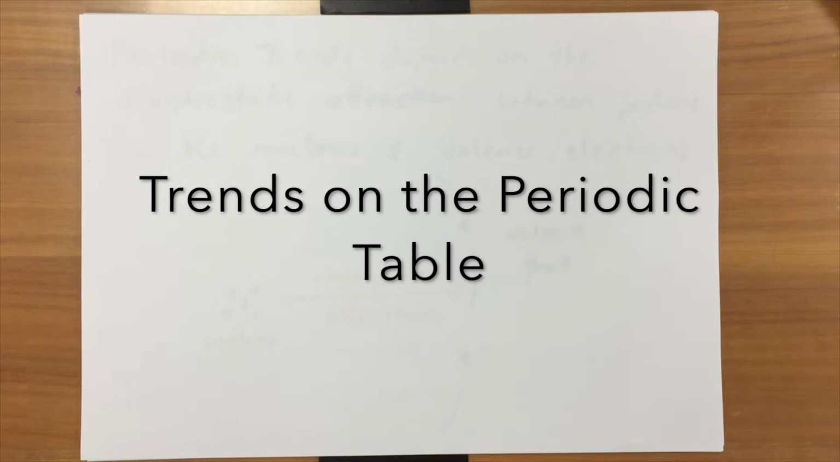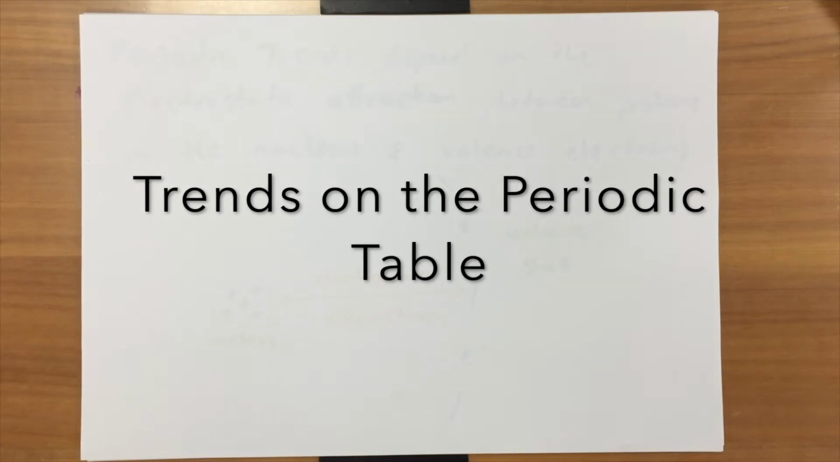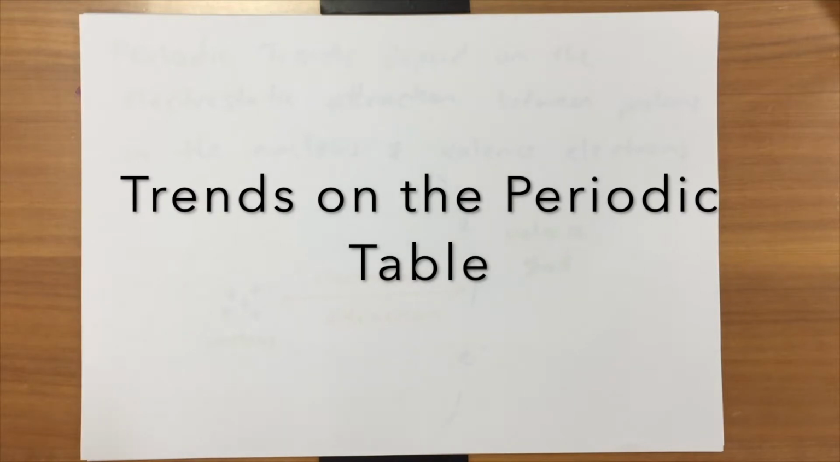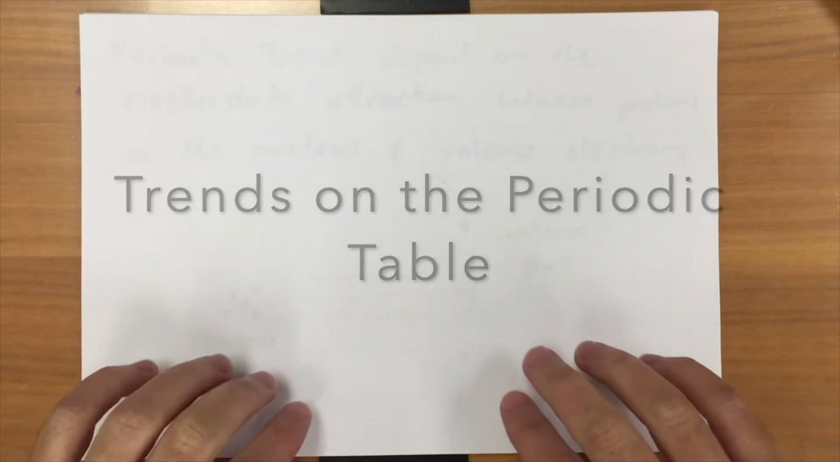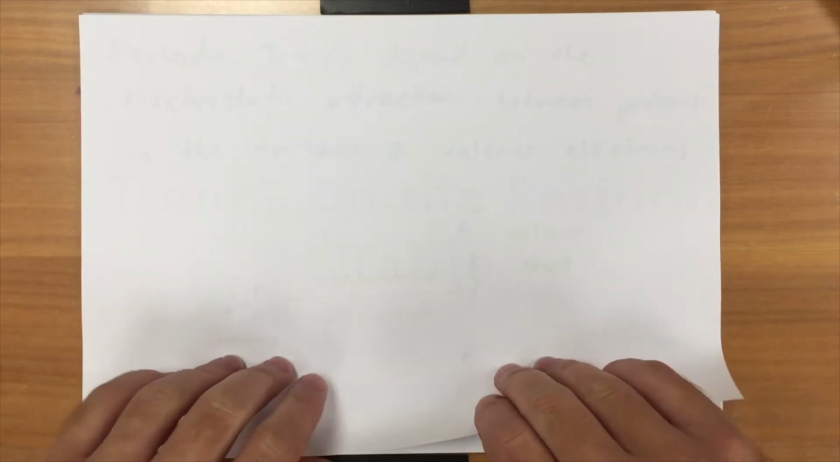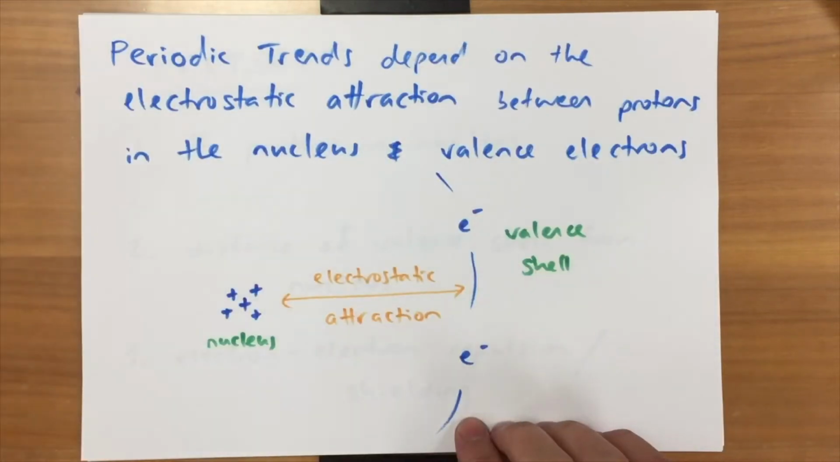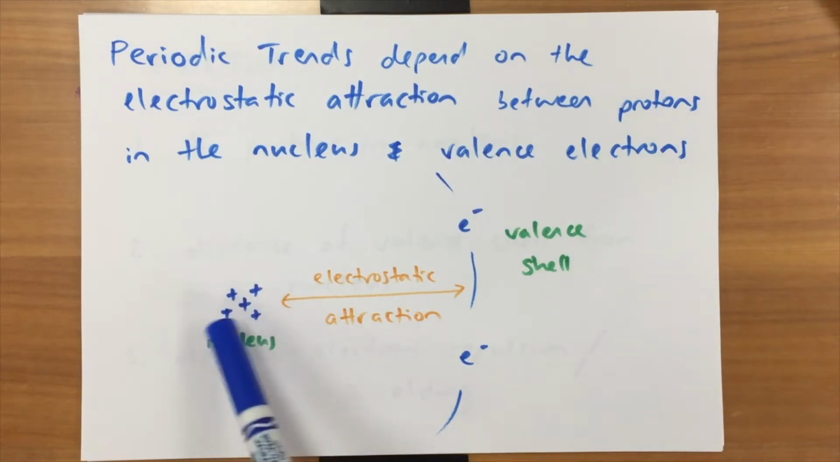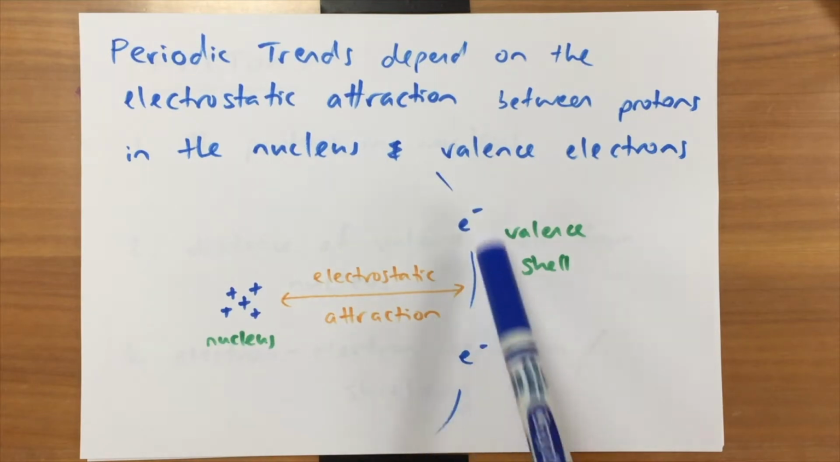In this video we're going to look at the periodic table and we're going to look in depth at some of the trends on the periodic table. All of those trends depend on the same factor. They depend on the electrostatic attraction between the protons in the nucleus and the valence shell electrons. So all of the trends that we're going to look at depend essentially on how attracted the nucleus is to the valence shell electrons.